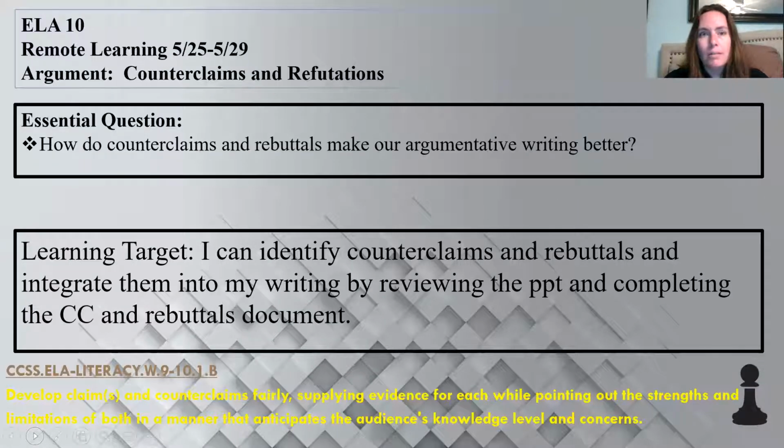I mean, argument is something we deal with all the time. And we learned early on in the week 1 lesson, the argument isn't about fighting or having to be right all the time. It's nice to be right. It's nice to change people's opinions to yours. But it's also about learning new things through argument, that it's getting you to think differently. So our goal this week is to identify counterclaims and rebuttals and integrate them into your own writing. And you do that by reviewing this PowerPoint and completing the document, the assignment for this week.